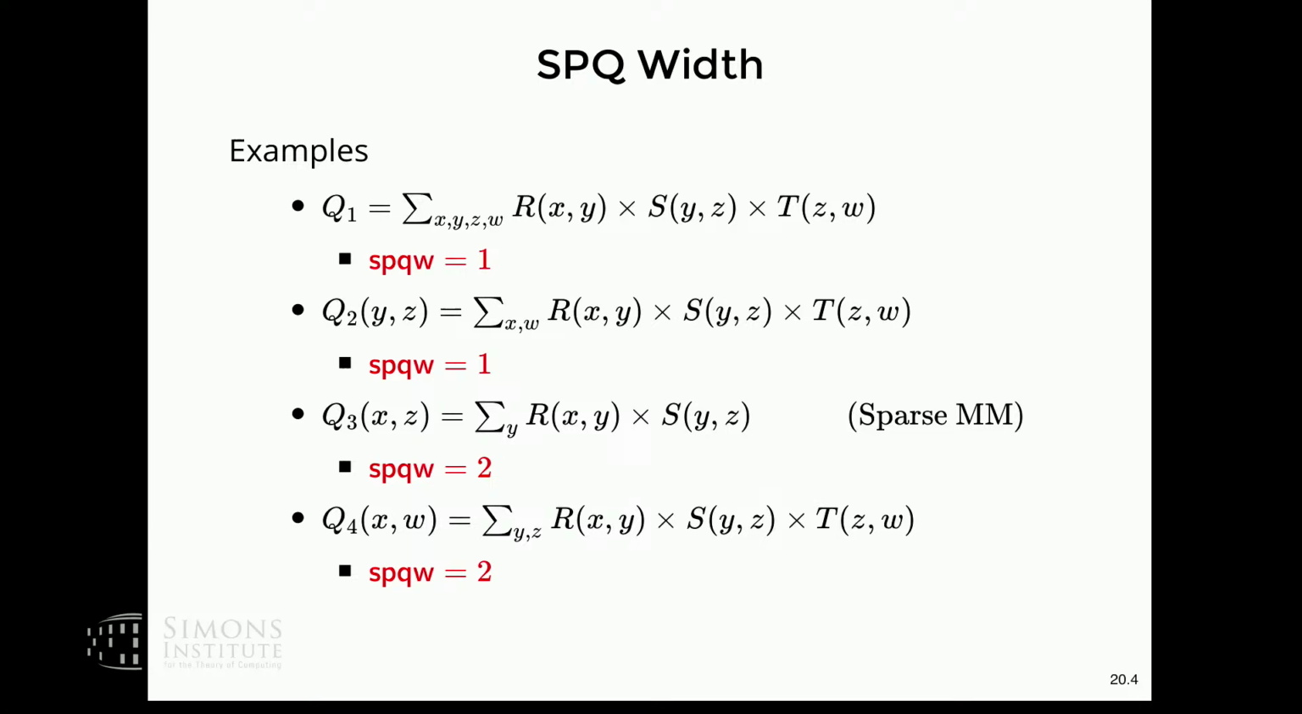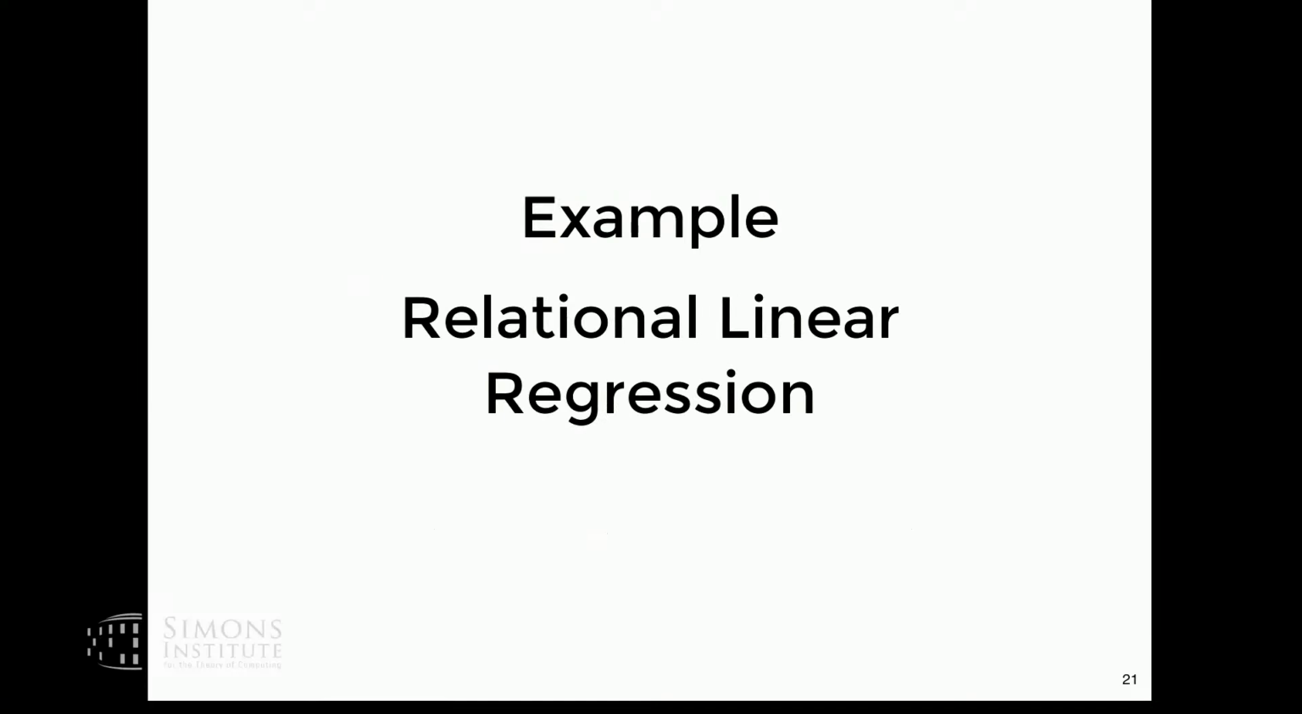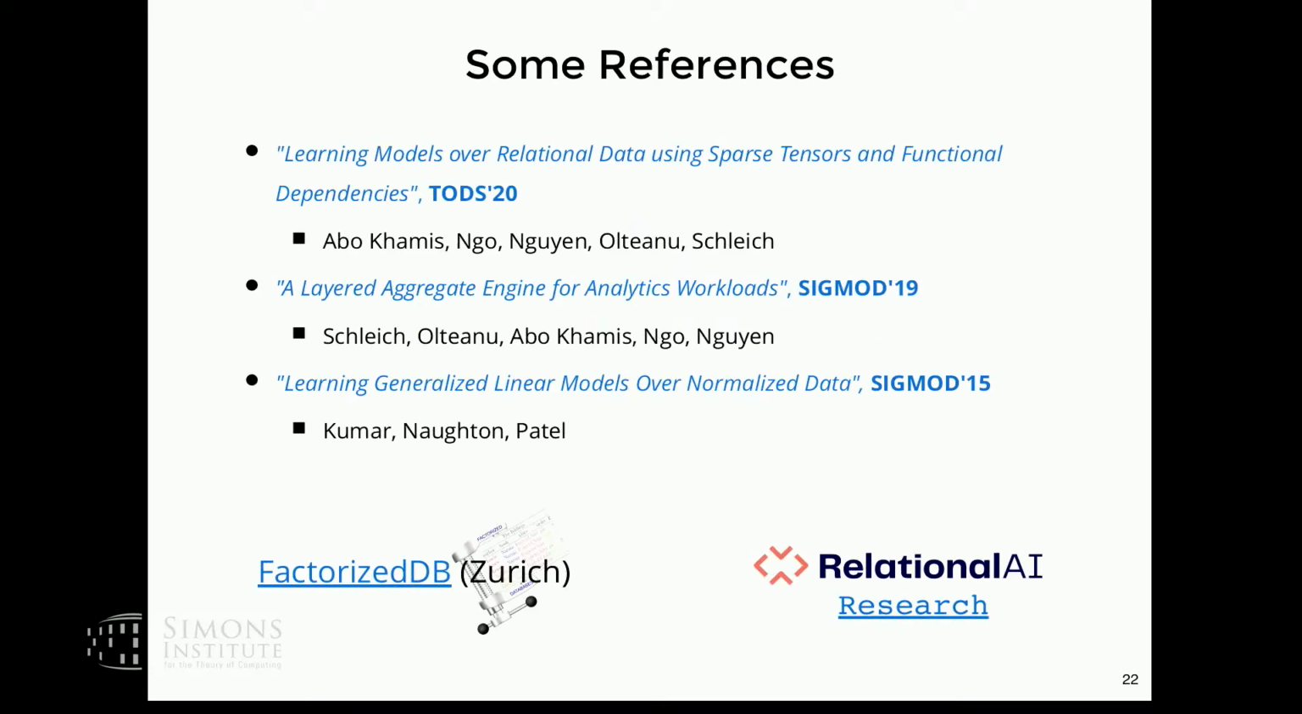With that, we have all the background that we need on SPQs, so we are now ready to get into our example of a relational algorithm, which is going to be linear regression applied relationally. Let me give you a few references. The method that I'm going to describe is based on this paper, which is originally a PODS 18 paper.